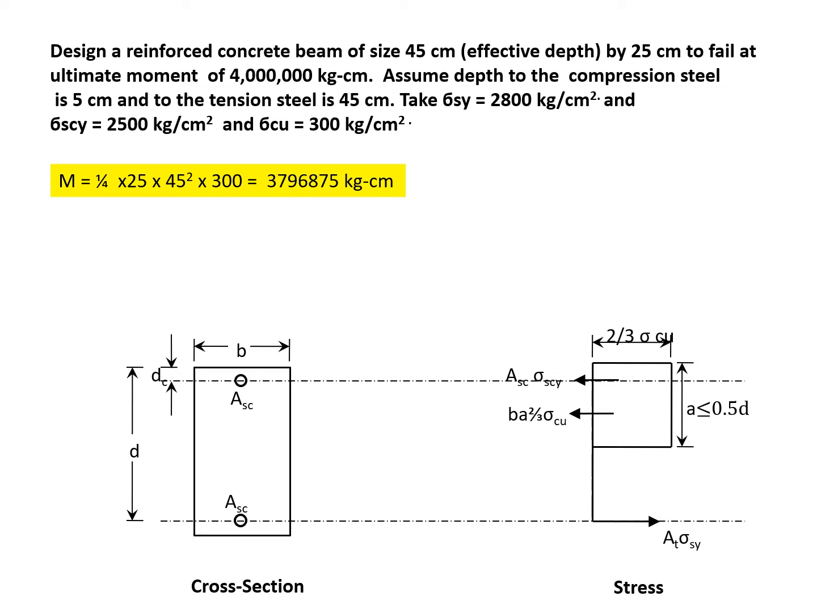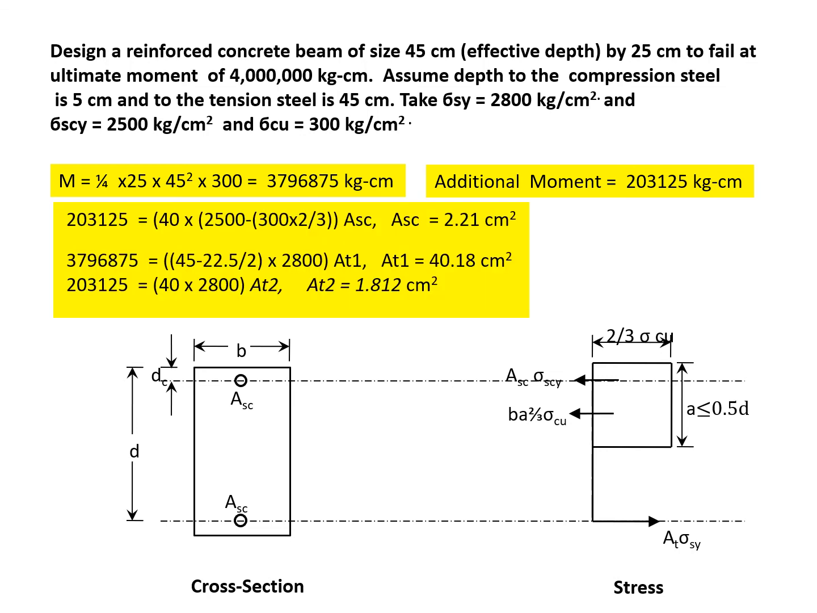Now see, you don't know whether you have to design as doubly reinforced or not. So first, in any given problem, you find out 1/4 bd square into sigma CU. And that is the maximum moment this beam can take. So this has come out to 3796875, which is less than 4,000. So the additional moment is this, which is 4,000 minus 379,875, and for this additional moment we need compression steel.